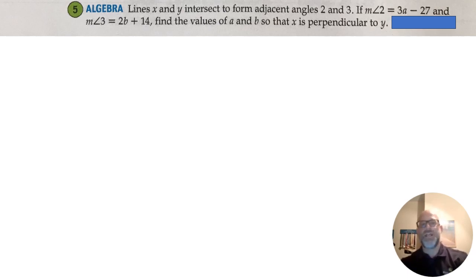Lines x and y intersect to form adjacent angles 2 and 3. Okay, so any pair of intersecting lines will form adjacent angles 2 and 3. We're given the measure of angle 2 is 3a minus 27. The measure of angle 3 is 2b plus 14. Find the values of a and b so that x is perpendicular to y.